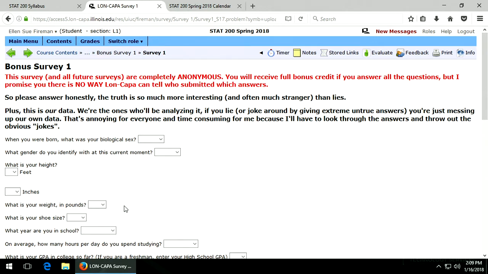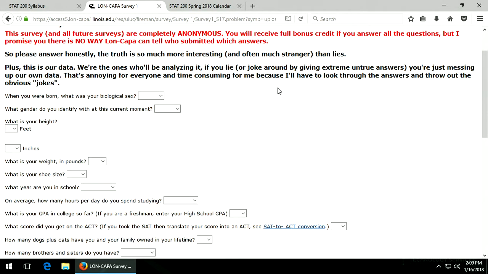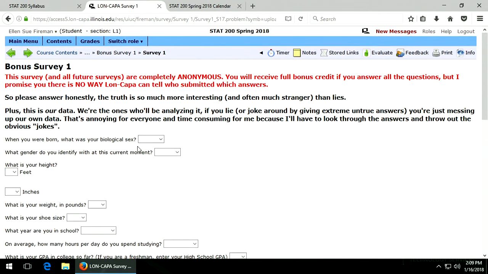We're going to have a number of these. Obviously, if you lie or tell stories or just do stupid stuff on here, you're just corrupting our own data, which is annoying for everybody. So please don't do that. The truth is much more interesting and often stranger than fiction, and it's what we want to know. That's what stats is about.